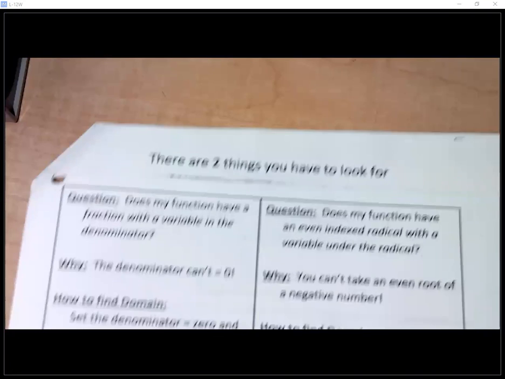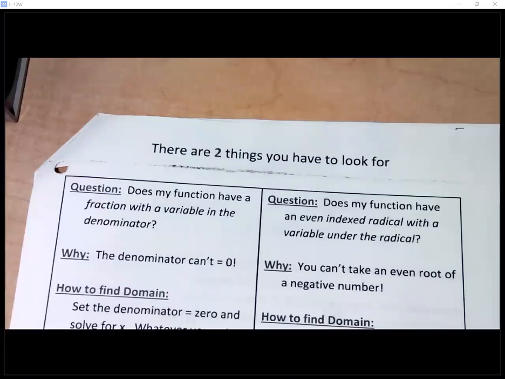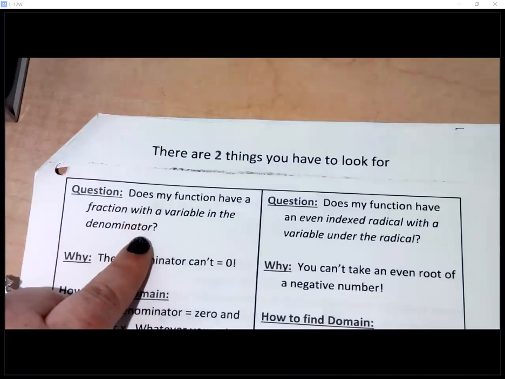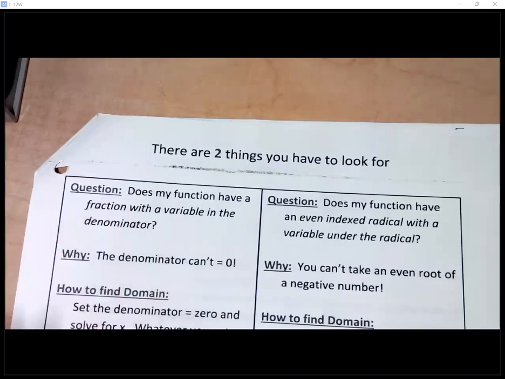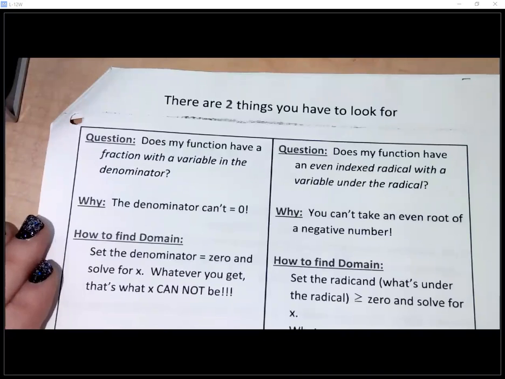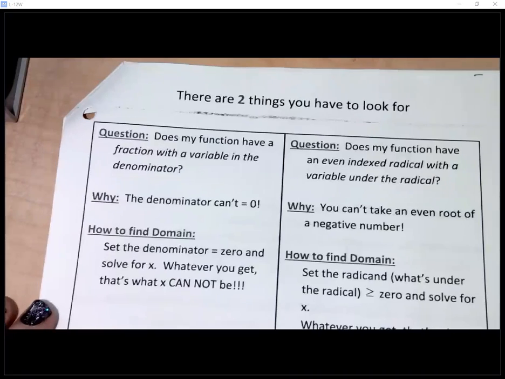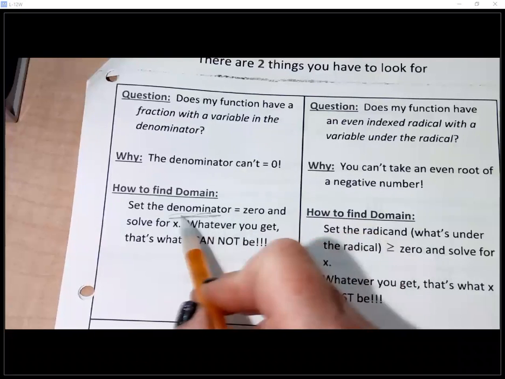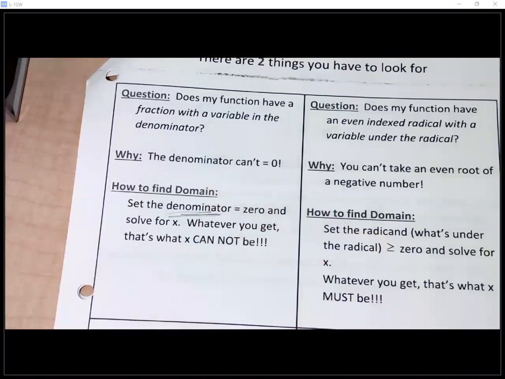There are two things to look for when we are figuring out, hey, are we going to have an issue or not? The first thing we need to look for, we ask ourselves, does my function have a fraction with a variable in the denominator? We have already talked about these being a problem. Why? Because the denominator can't equal 0. So to find the domain, all you have to do is look at the entire denominator only. I don't really even care about the numerator. I just care that the denominator never equals 0.